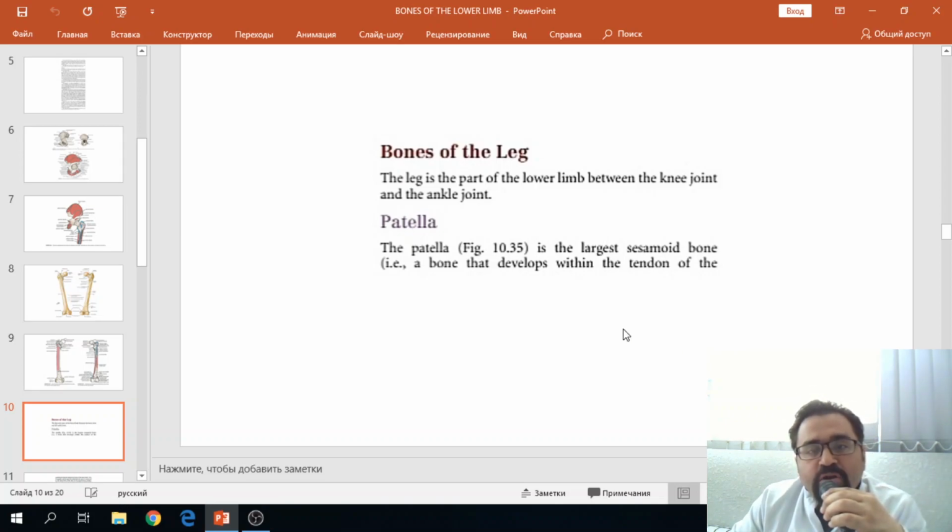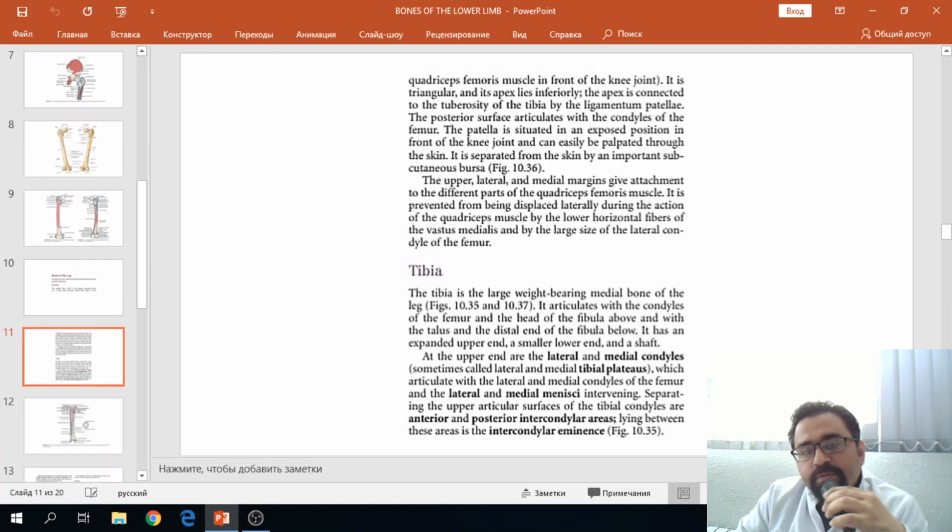The leg is the part of the lower limb between the knee joint and the ankle. We see there is a patella. The patella is the largest sesamoid bone that develops within the tendon of the quadriceps femoris muscle in front of the knee joint. It is triangular and its apex lies inferiorly. The apex is connected to the tuberosity of the tibia by the ligamentum patellae.